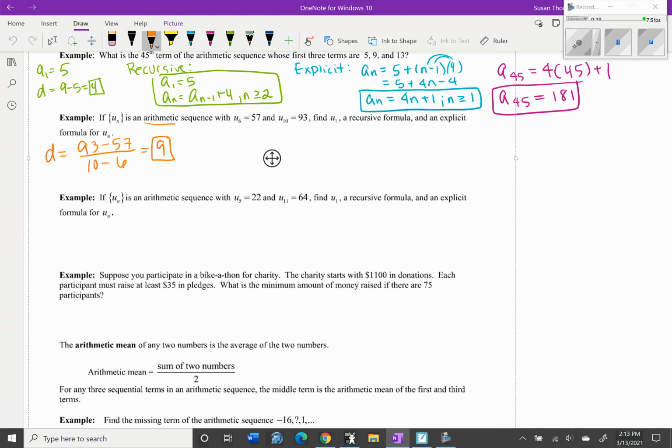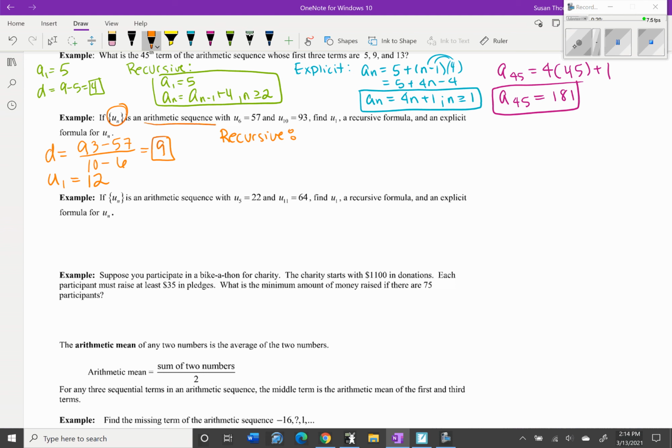And so since it told us this is an arithmetic sequence, we can take 57 and subtract 9 from it 5 times, which is, of course, subtracting 45. So if we do that, we end up with 12. So our first term, so u sub 1, I'm using u instead of a like the last ones because it says u sub n here. So u sub 1 is equal to 12. So now we can write our recursive.